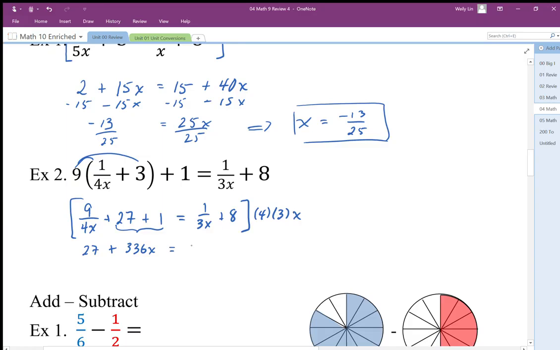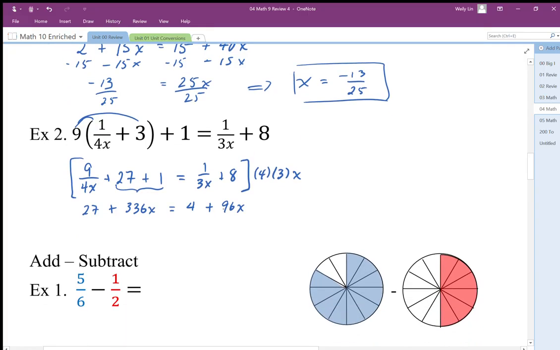This is going to end up being the times 3, divide 3 and divide x is going to cancel out, so I'm just left with 4. And then I end up with 8 times 12. Well, 8 times 12 gives me 96 x's. Okay, and then I can combine my like terms, so I'm going to subtract 96 x's from both sides.